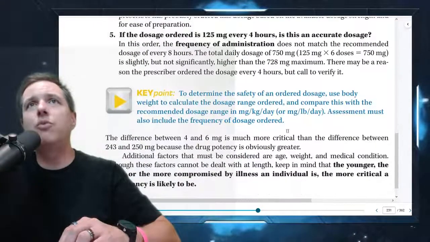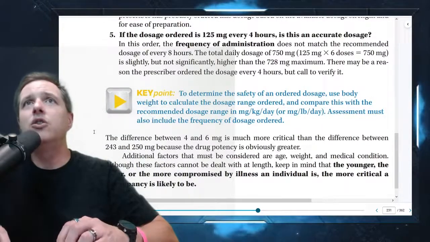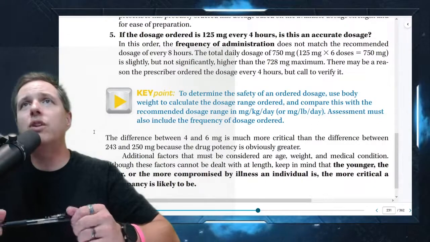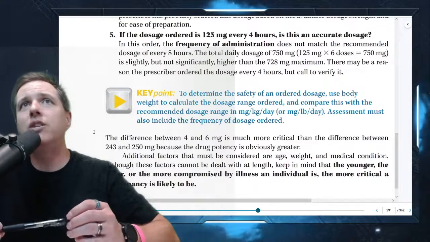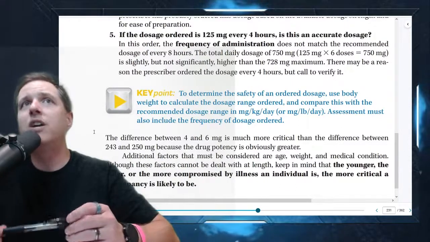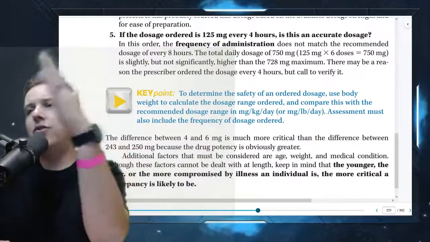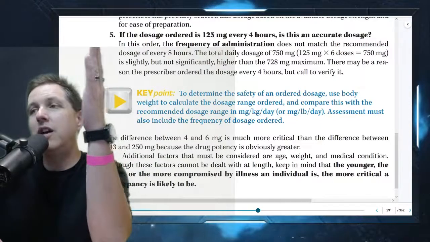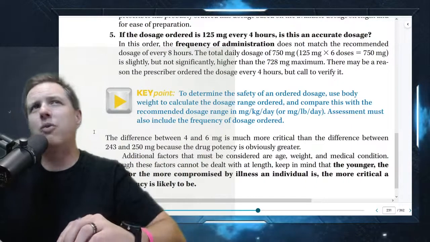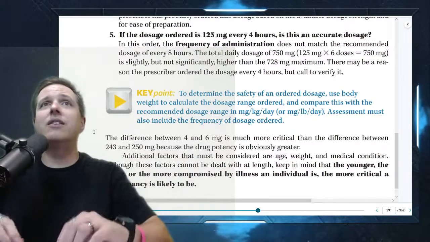So what we went through was an example of how to determine the safety of an ordered dosage: use body weight to calculate the dosage range ordered and compare this with the recommended dosage range in milligrams per kilogram per day, or milligrams per pound per day. Assessment must also include the frequency of dosage ordered. So if you figure out the range it's supposed to fall in, you're going to catch most mistakes, because the mistakes will be outside of that range and you go, wait, that doesn't make sense. So it's important to go through it the way that we set this up.